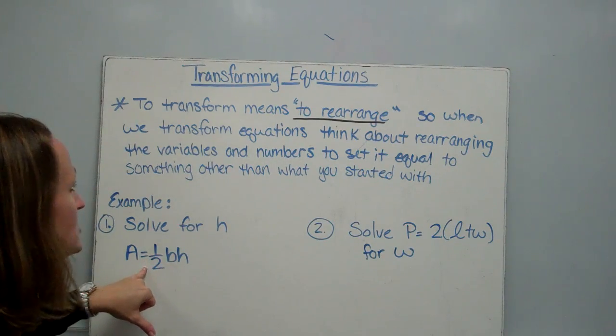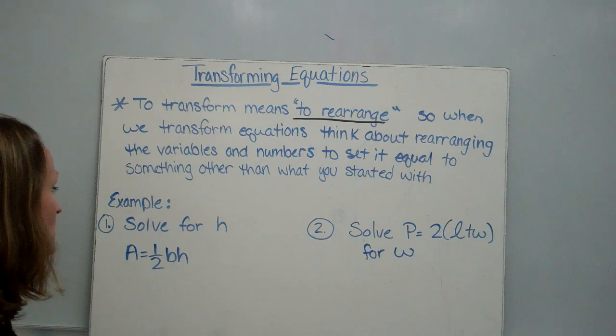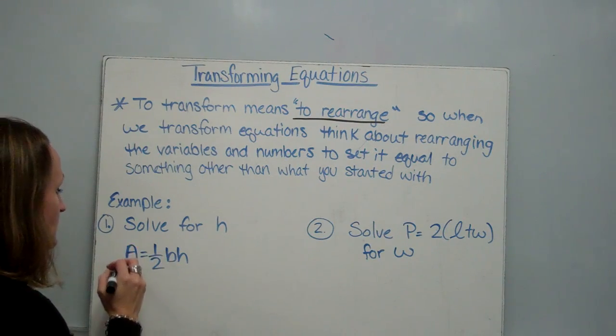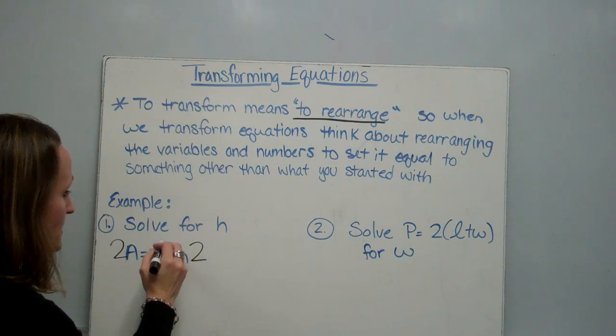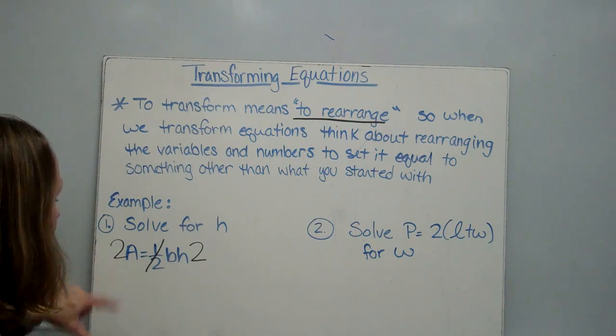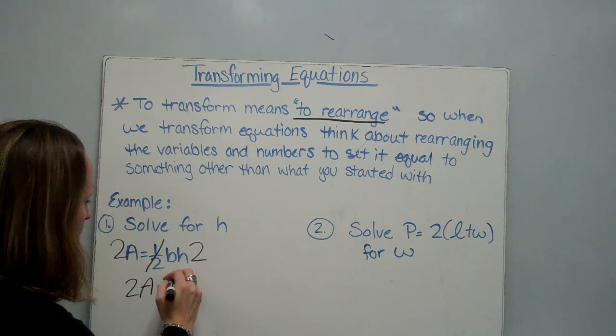So the first thing I want to do, keep in mind your steps for solving equations, is get rid of the fractions. So to get rid of this fraction, I need to multiply everything by 2. So when I multiply this side by 2, this will cancel out, and now I have this 2. So I'm going to rewrite this as 2a equals bh.